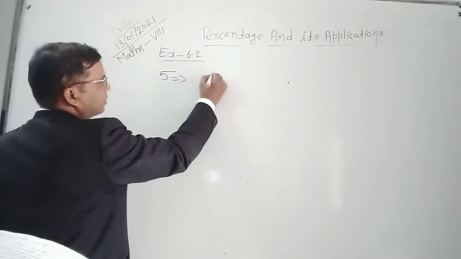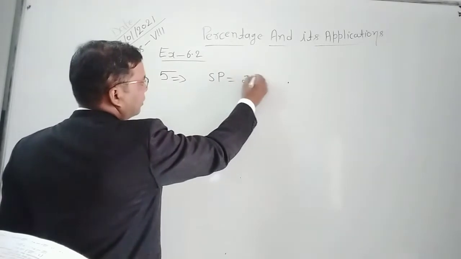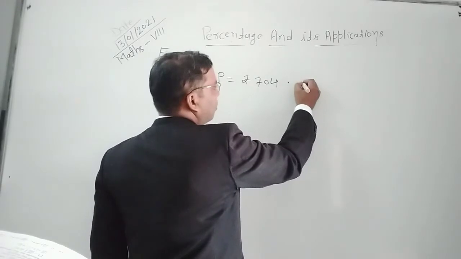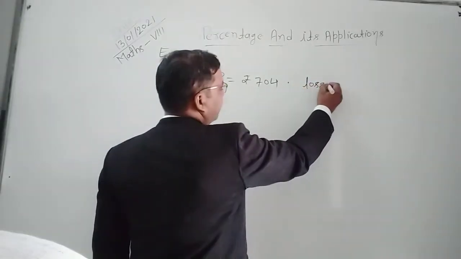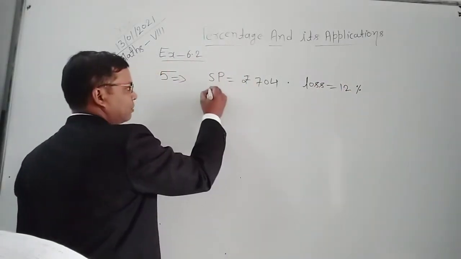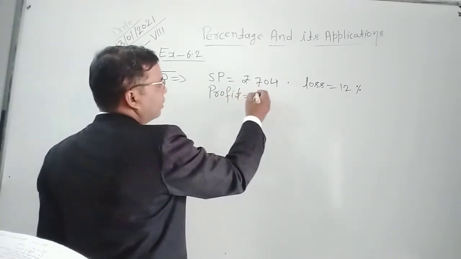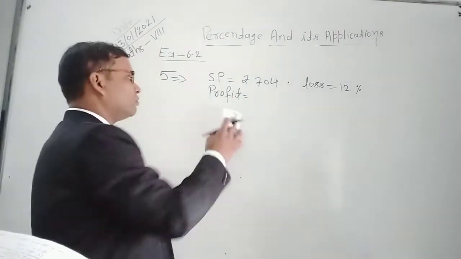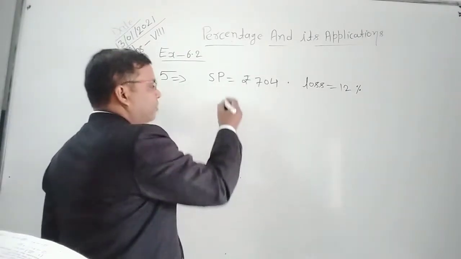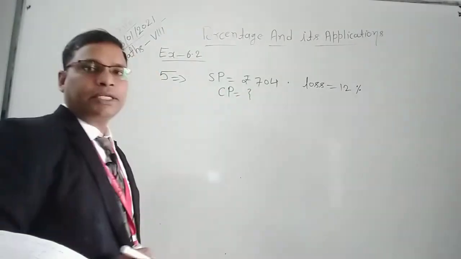SP is given, selling price of bag is given, rupees 704. Okay, and loss percentage is given here 12%, and profit is also given here. Okay. So first we find the CP. After this we use profit, and again find the new selling price. Okay. This is clear now.